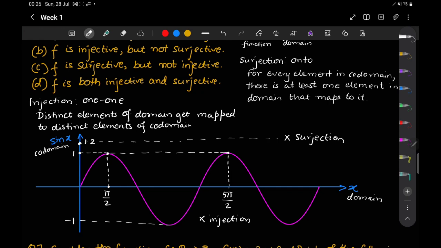So are there any questions? For some of you, these terms are probably new, surjection and injection.